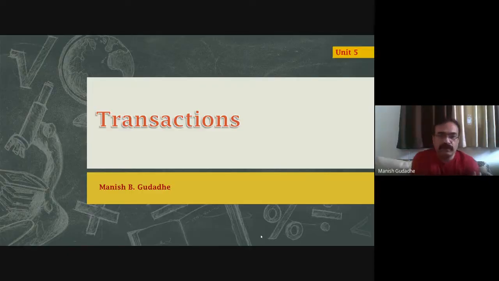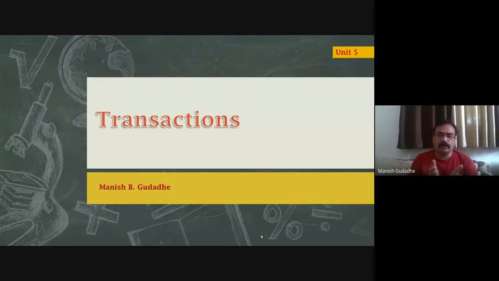In the previous two lectures, you have seen what we mean by query processing, how the queries are actually processed, how the trees are formed, and how we are going to optimize the execution of queries. Today's topic of discussion is transaction. What do you mean by a transaction?